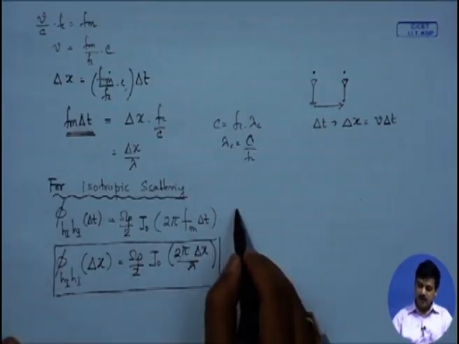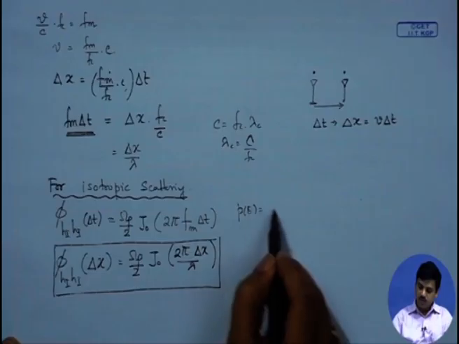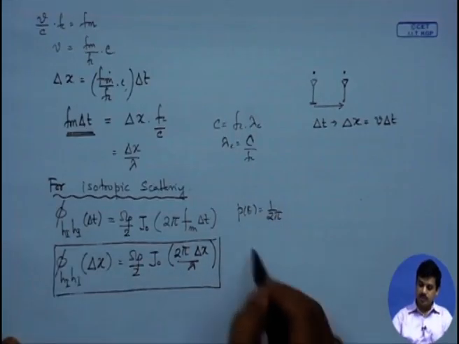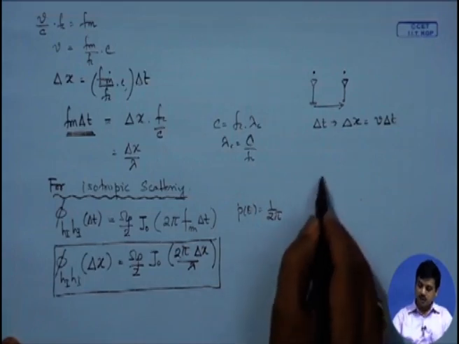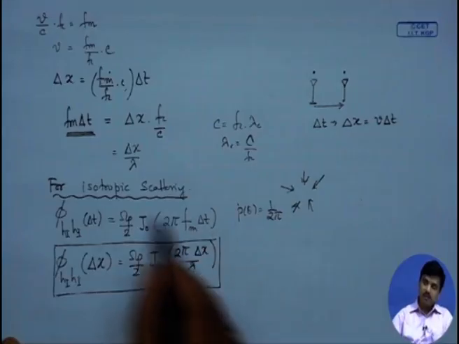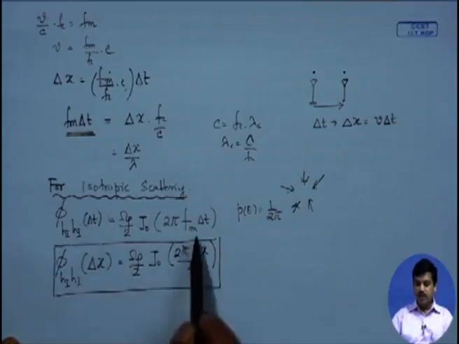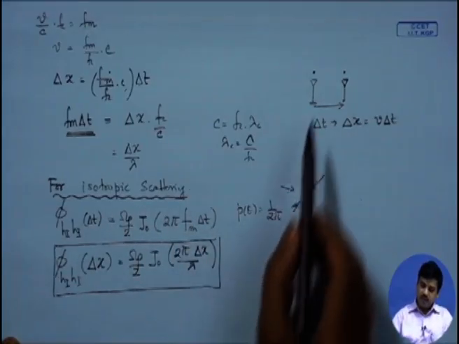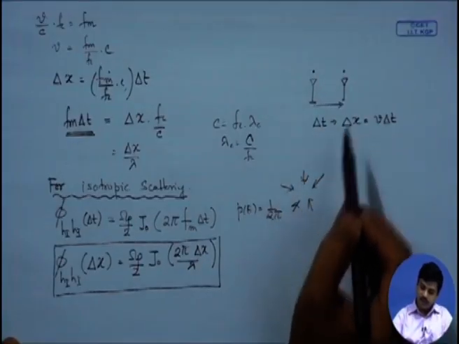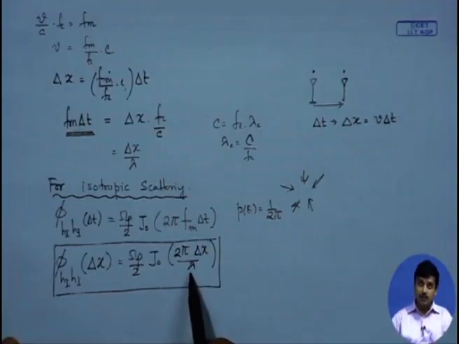Remember, this was derived when p of theta was taken to be equal to 1 by 2 pi. That means there is equal probability of rays arriving from all directions. Under such a condition, we could use the already derived expression to arrive at the correlation of the received signal which is separated by a certain distance delta x as a function of lambda.